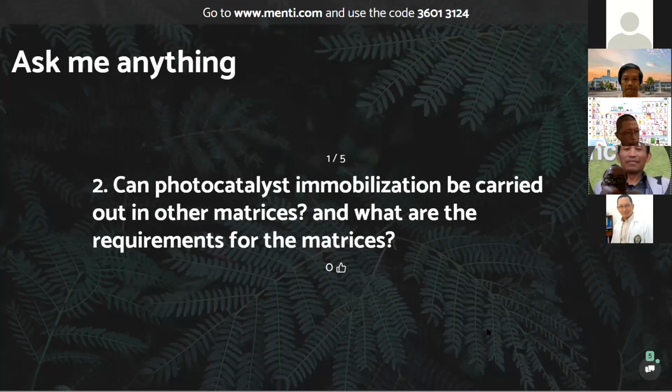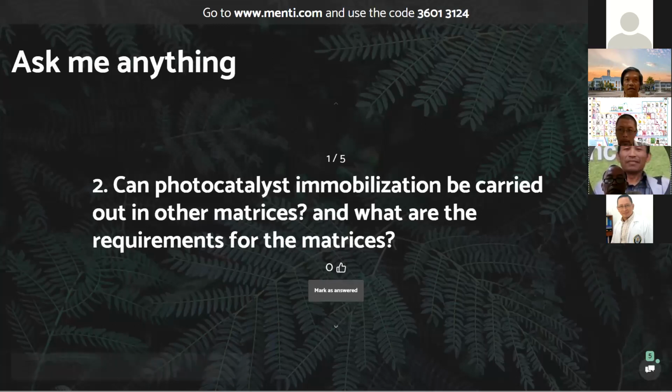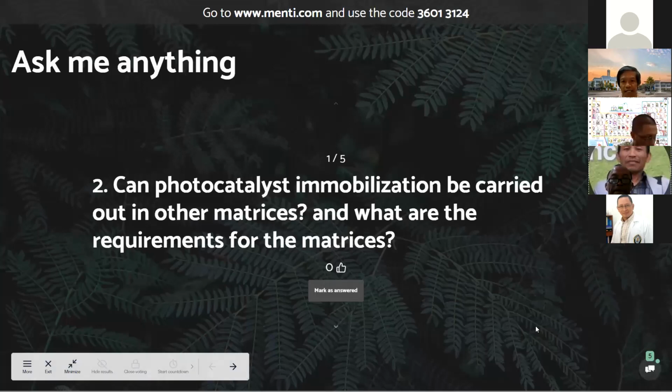How about the requirement for the matrix? The questioner asked about the requirement for the matrices. It is just the surface area, of course. What we are actually looking at is, if we put a thin film as a matrix, the surface area will be reduced, so we don't want that. We try to look at a system, a matrix, that will provide the maximum potential possible, which is the surface area.